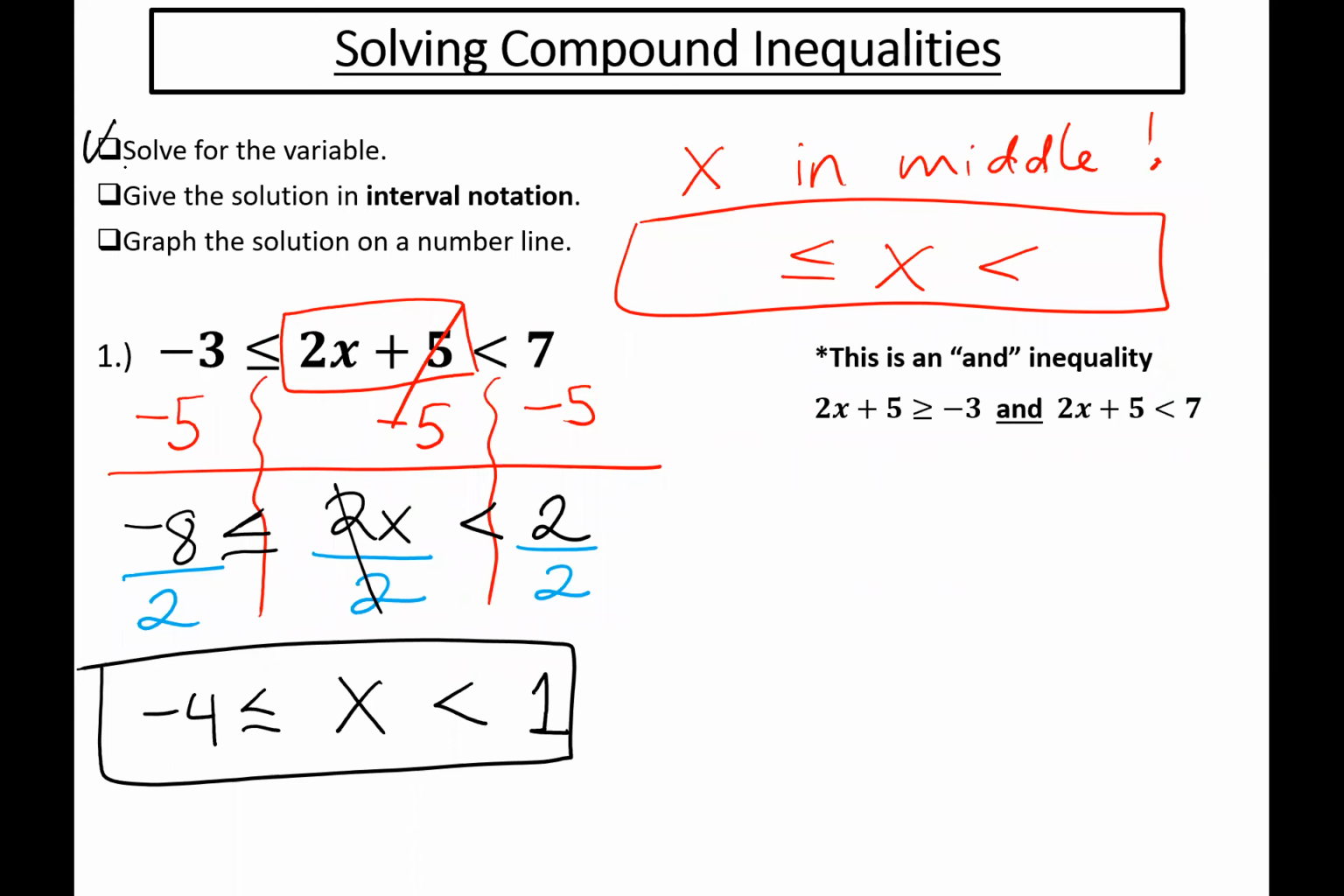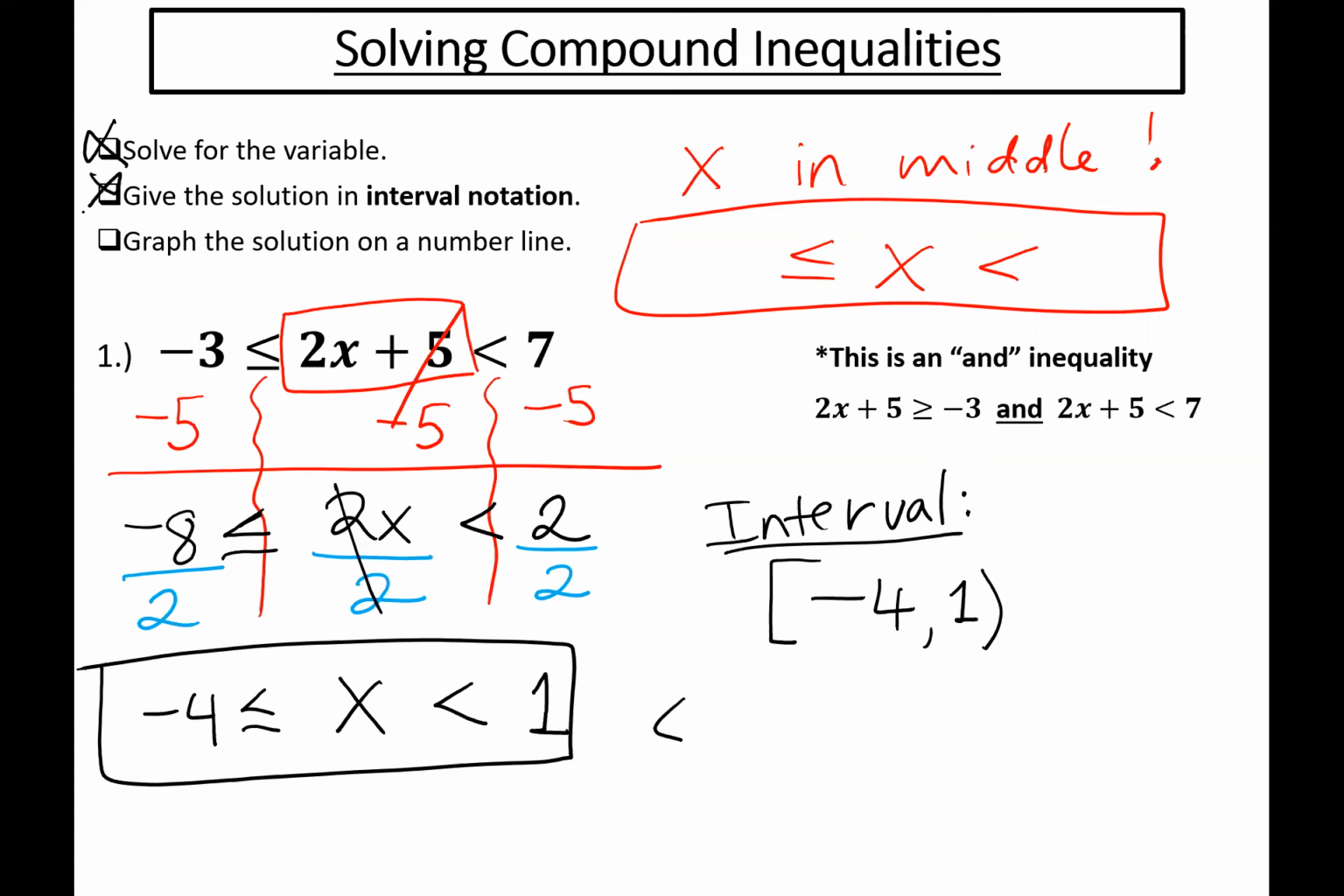So we solved for the variable. Now let's give the solution in interval notation. Here's what that will look like. I'll have -4, comma 1. Now let's be careful about our symbols. Because of that equal sign by the -4, let's put that with a square bracket. And then since there's no equal sign with the 1, we'll have a parentheses there. So it's square bracket, -4, comma 1, parentheses. That's my answer in interval notation.